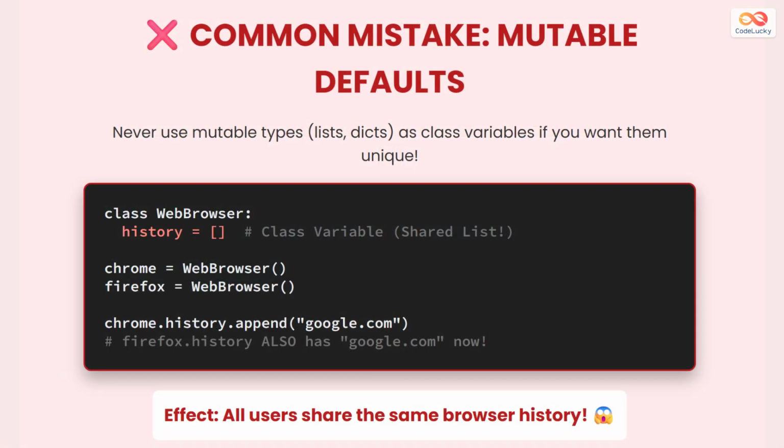This is a dangerous bug to watch out for. Never use a mutable type, like a list or dictionary, as a class variable unless you explicitly want every object to share it. In this example, adding a website to the history of the Chrome object also adds it to Firefox, because they are both pointing to the exact same list in memory.